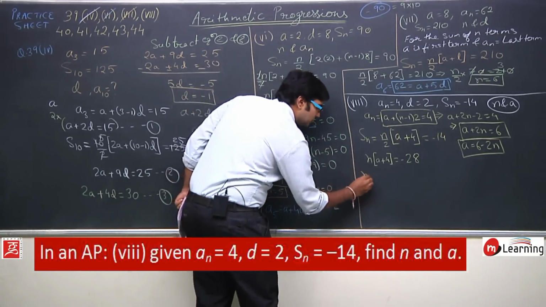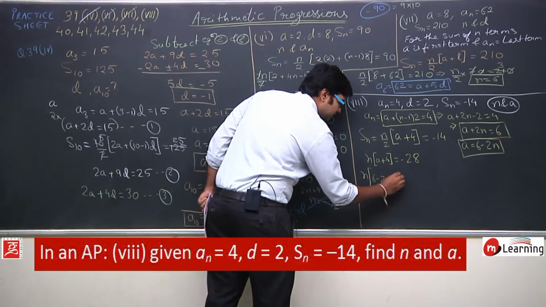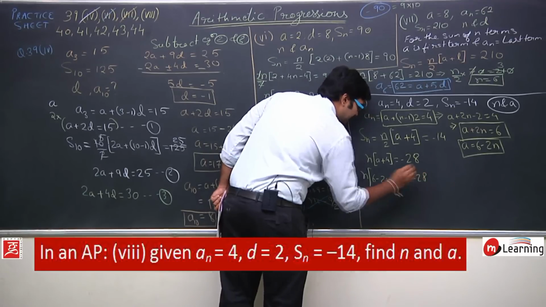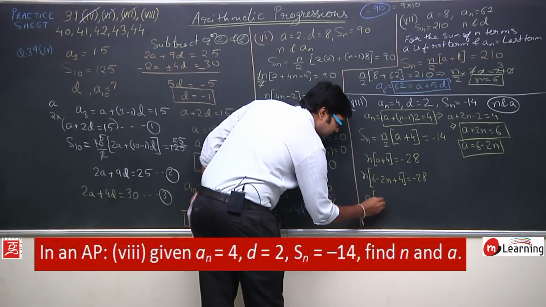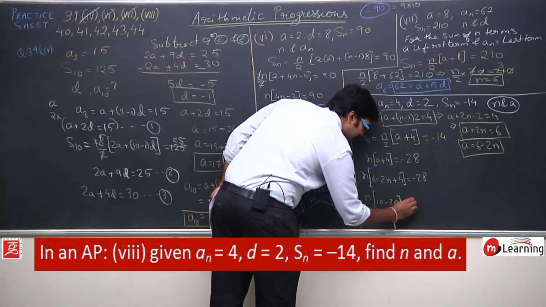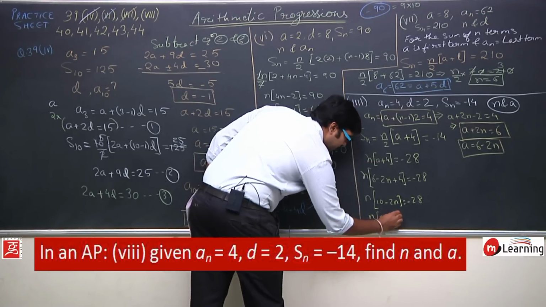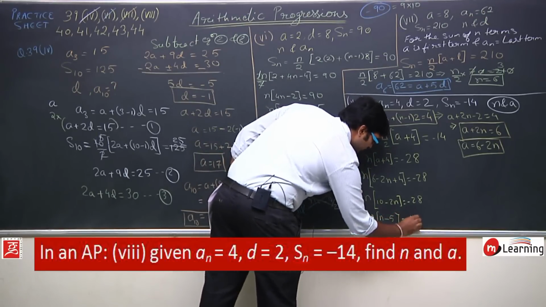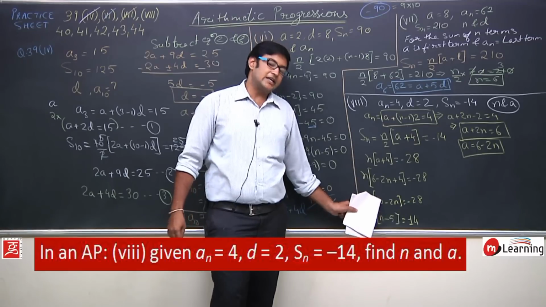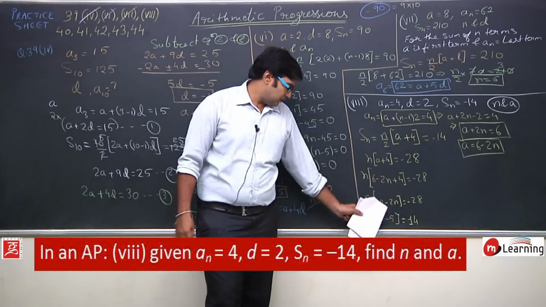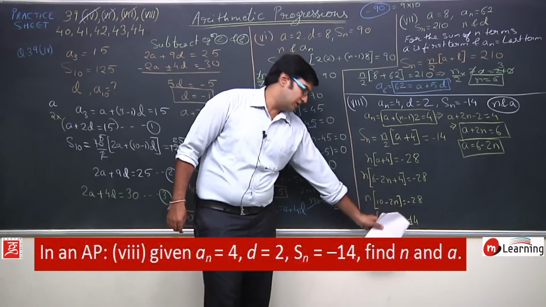Here I have n times the bracket, and I can write the value of a, that is 6 minus 2n plus 4, is equal to minus 28. Then this will give you n times the bracket, 6 plus 4 is 10, so 10 minus 2n is equal to minus 28, which means n times the bracket n minus 5 is equal to 14. Okay, I took minus 2 common, so taking minus 2 common, this 10 became 5 and minus n became plus n. And the minus 28 became 14, so the minus got cancelled and it became 14.